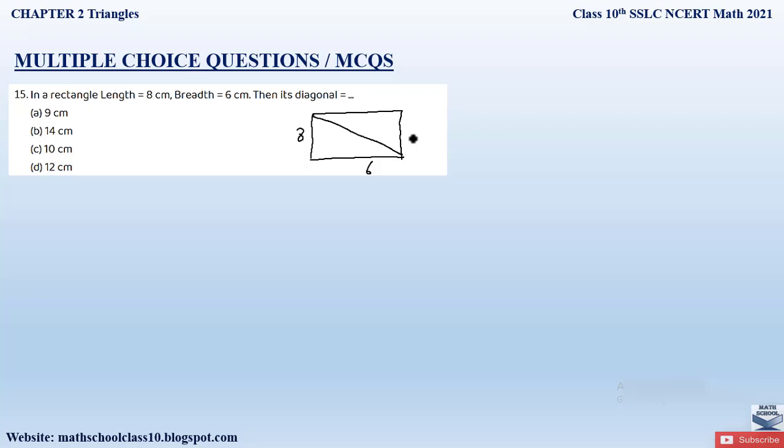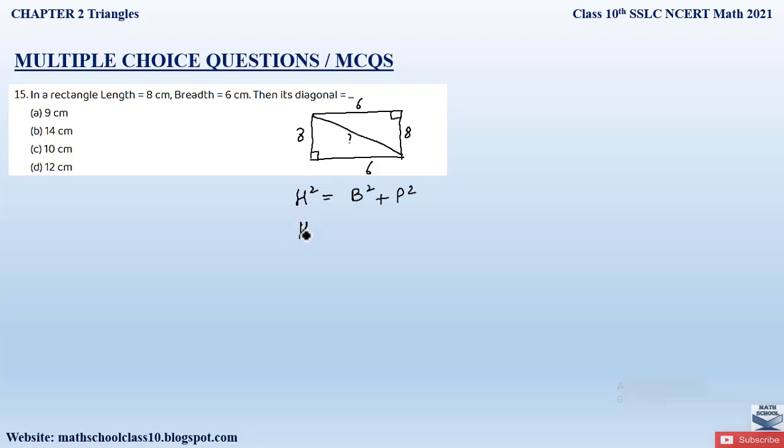So opposite sides in a rectangle are equal, therefore here we have 8 and this side is 6 again. So here you can see that 2 right angle triangles are formed. There is a right angle triangle, then we can apply the Pythagoras theorem. As we know, 2 sides of the right angle triangle, the third side, which is the diagonal, is unknown. So let us apply the Pythagoras theorem simply and find out the hypotenuse or the diagonal value. So according to the Pythagoras theorem, hypotenuse square is equal to sum of the square of the other 2 sides, that is the perpendicular square and the base square.